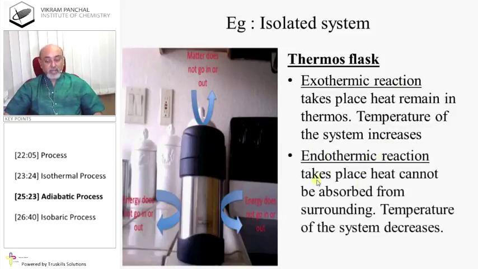Endothermic reaction. When an endothermic reaction takes place, heat cannot be absorbed from the surrounding, therefore it will utilize its own heat, and so the temperature of the system decreases. So there is always change in temperature during an adiabatic process, and there is always change in energy in an isothermal process. So these two processes are opposite.